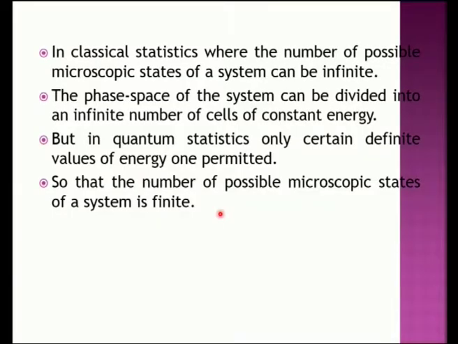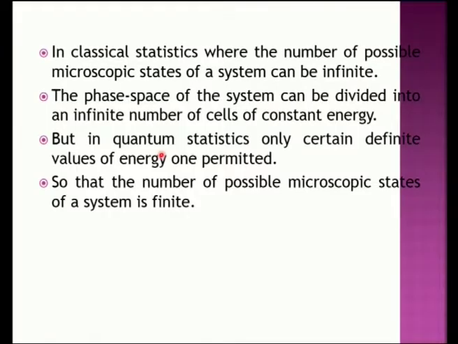In classical statistics, the number of possible microscopic states of a system can be infinite, so the phase space of the system could be divided into an infinite number of cells of constant energy. Phase space is a momentum-position coordinate system. In classical statistics, the phase space can be divided into an infinite number of cells of constant energy, but in quantum statistics only certain definite values of energy are permitted. So, the number of possible microscopic states of a system is finite in quantum statistics, but infinite in classical statistics. Bose-Einstein statistics is obeyed very well by the experimental results.